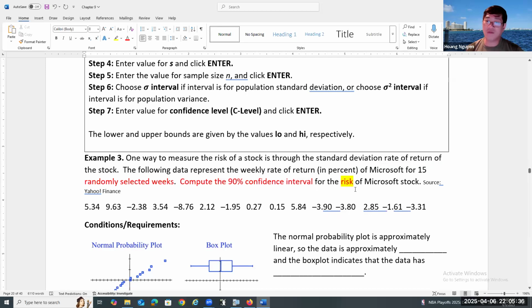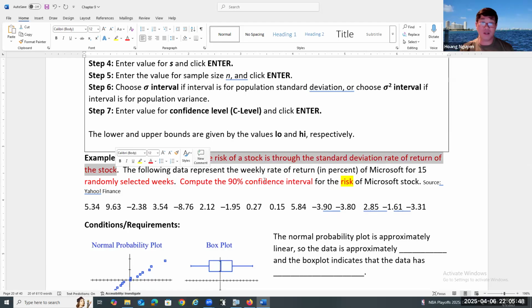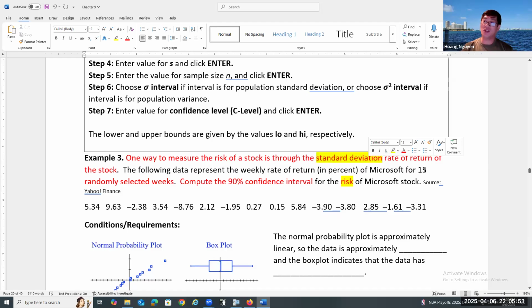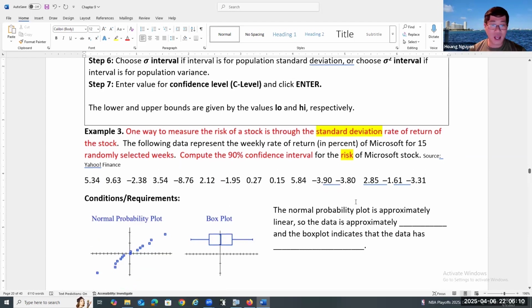And how do they measure the risk? One way to measure the risk of a stock is by the standard deviation of the rate of return of the stock. So you can measure the risk of the stock based on the standard deviation. So this question is actually asking you to construct a 90% confidence interval for the population standard deviation. We're looking for the 90% confidence interval for the population standard deviation. We are given the data here.